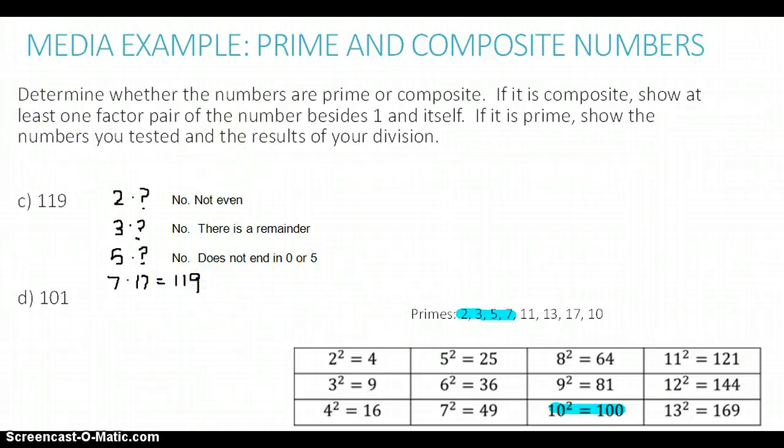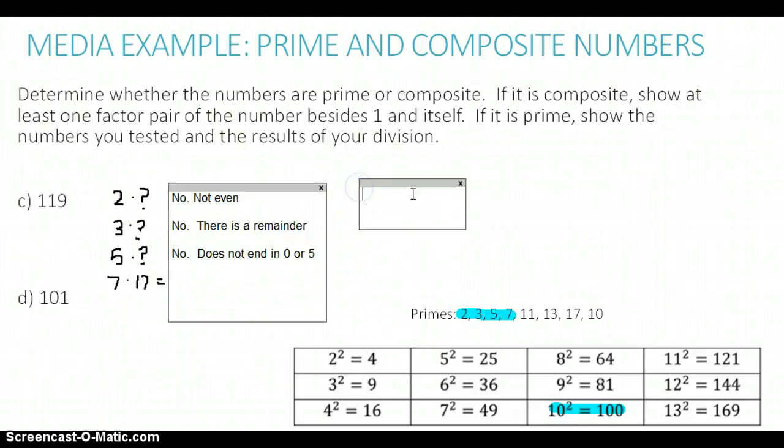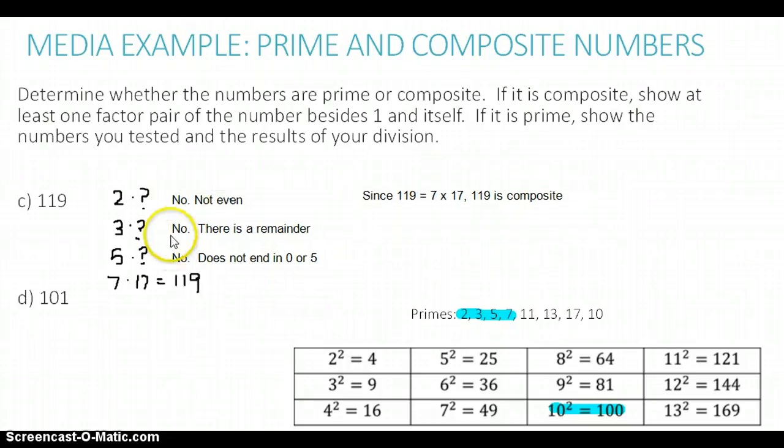So now we can say, since 119 equals 7 times 17, 119 is composite. Okay. So notice we had to go all the way to our last prime factor to find a factor of 119 besides 1 and itself, but there was one, so that's why you really need to follow this process through to the end. Now let's look at 101.